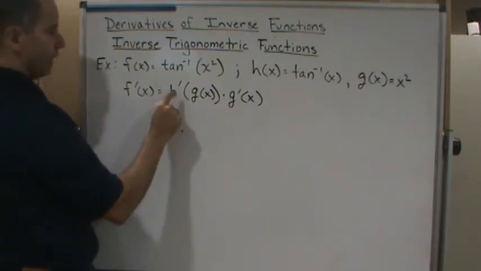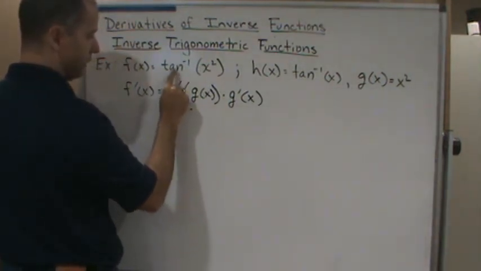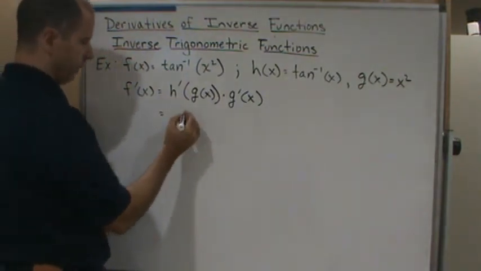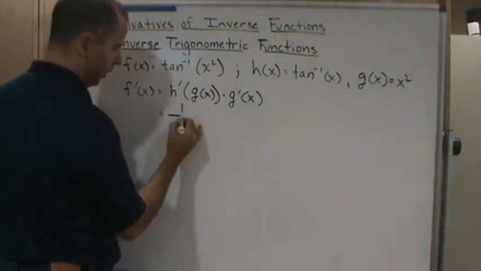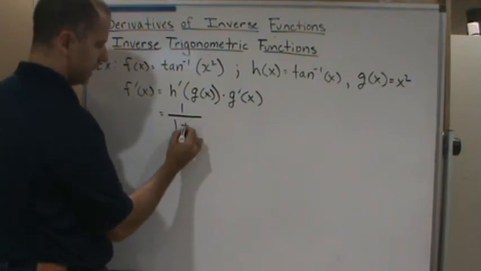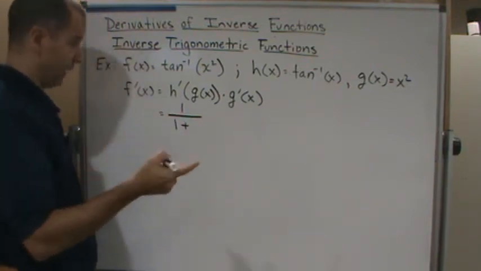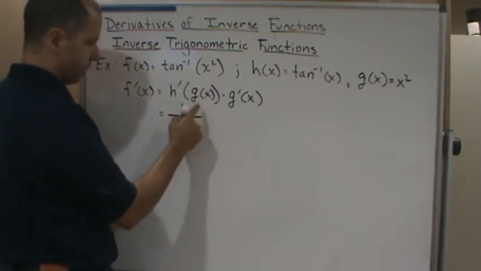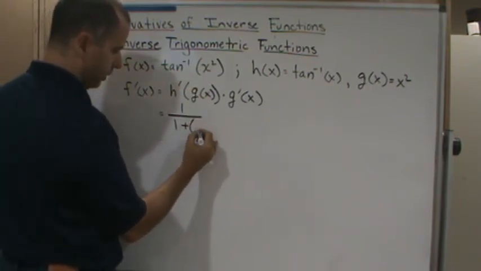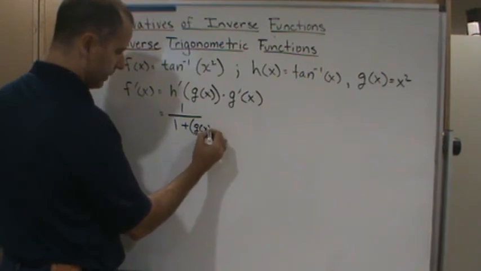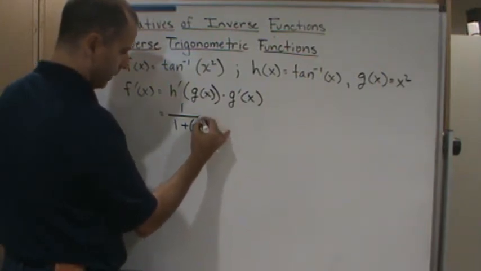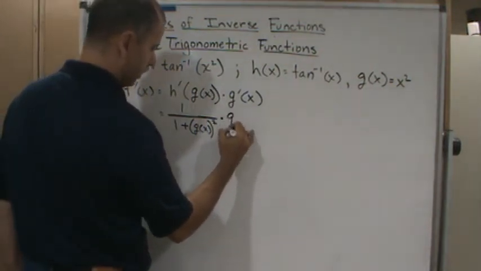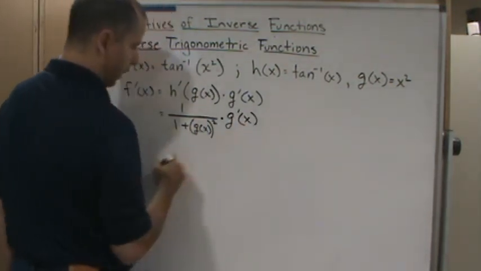Okay, first of all, what's the outside function? The derivative of the outside function, tangent inverse, well, you have to know that, right? Or derive it. So in this case, it's going to be 1 over 1 plus x squared. That's the derivative of tangent inverse of x. But in this case, it's g of x, so it's going to be 1 over 1 plus g of x quantity squared times g prime of x.